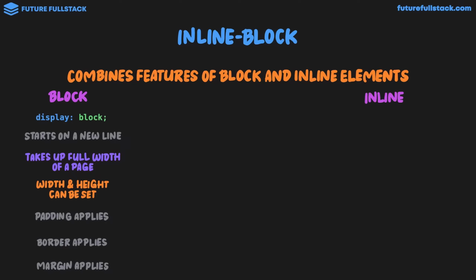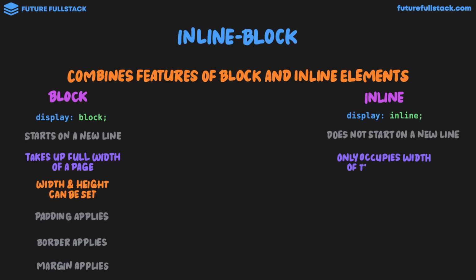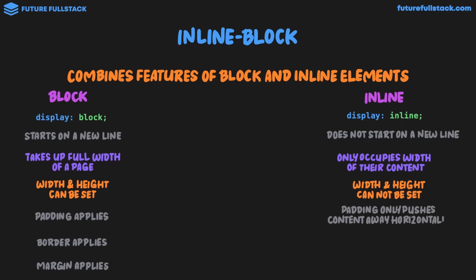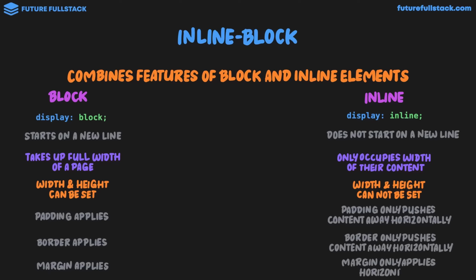For inline elements, the display value is inline, and again is set by default on inline elements. Inline elements do not start on a new line, and they only occupy the width of their content. For the box model properties, width and height cannot be set. Padding only pushes content away horizontally. Border only pushes content away horizontally. And margin only applies horizontally.